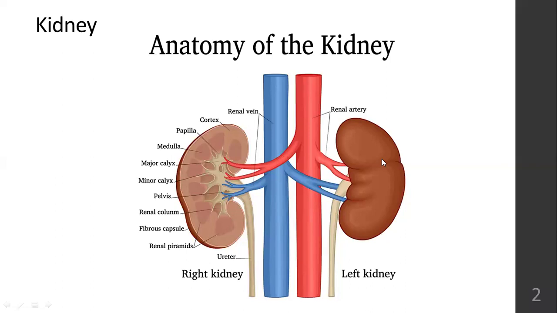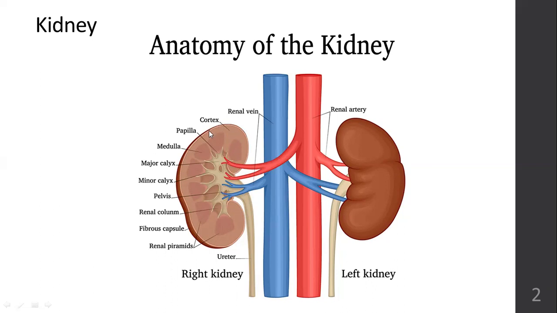This is how the kidneys have their blood supply. There is a renal artery. The artery will provide kidneys with oxygenated blood. And this renal vein, the blue vein that you see, will take the deoxygenated blood, the filtered blood, away from the kidney.